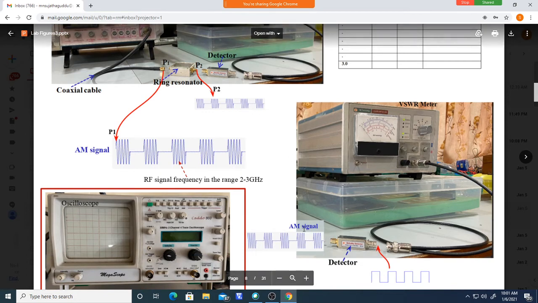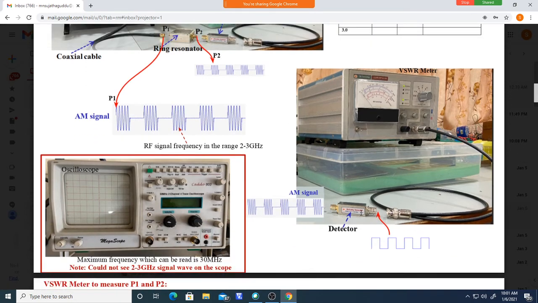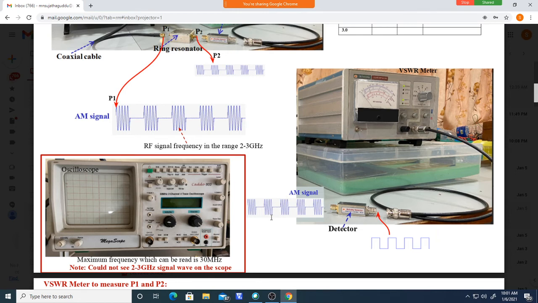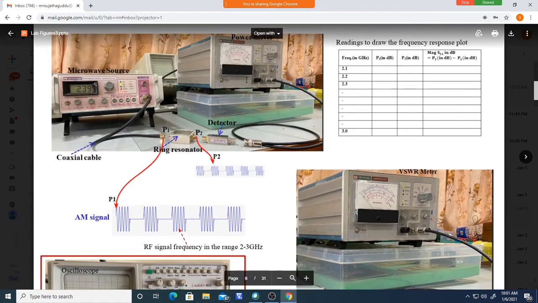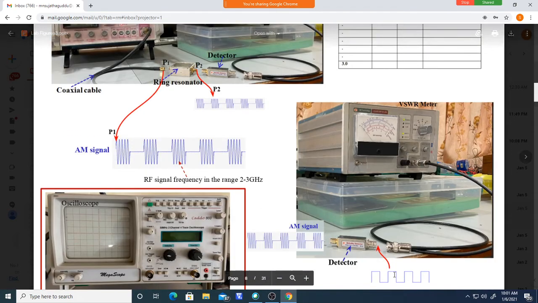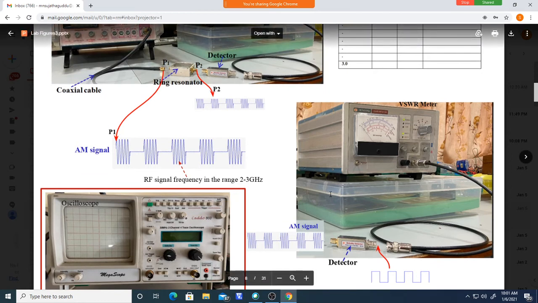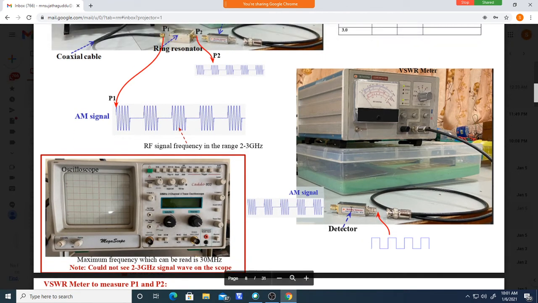This signal we are passing through the detector. Once we pass it, because this is an AM demodulator, the output is a square wave. If the carrier is there, only then will we get a square wave. That is the confirmation: if you get a square wave, then the carrier is there, which means the source is generating a signal. So we take the signal and demodulate it using the detector here, and we get a low frequency square wave.